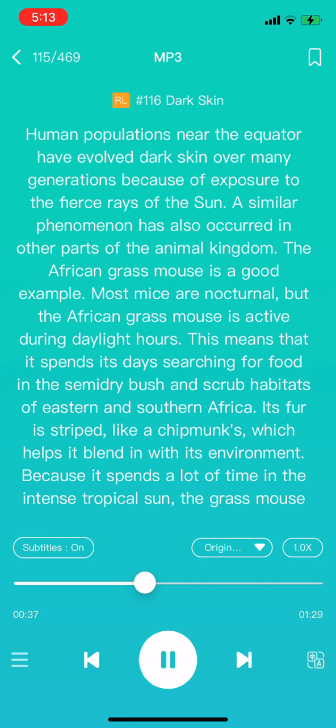Because it spends a lot of time in the intense tropical sun, the grass mouse has also evolved two separate safeguards against the sun's ultraviolet radiation. First, like the populations of humans in this region of the world, the skin of the grass mouse contains lots of melanin, or dark pigment. Second, and quite unusual, this mouse has a layer of melanin-pigmented tissue between its skull and skin.